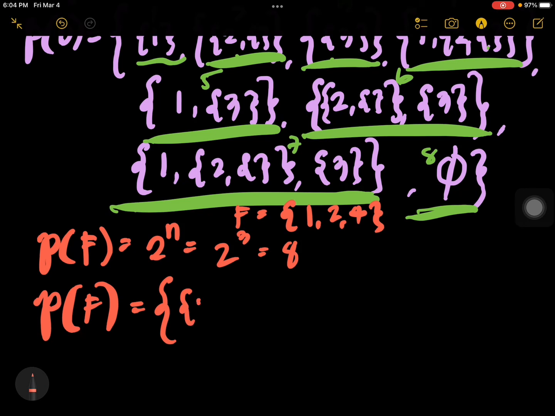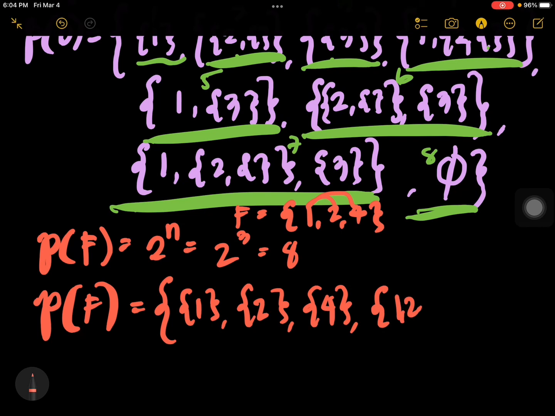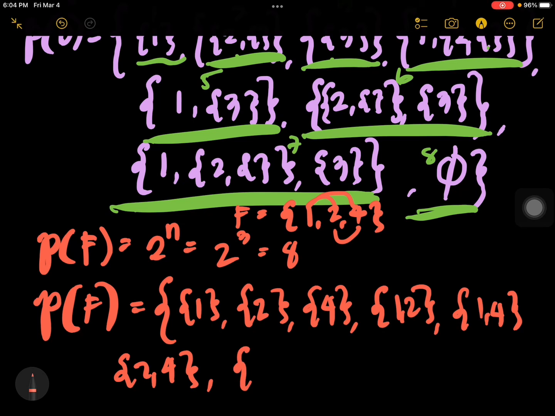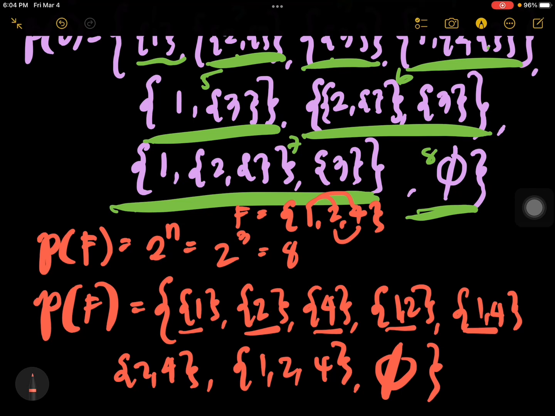So again, individual. And then by two, so you have 1, 2, and then 1, 4, and then you have 2, 4, and you have 1, 2, 4, and the last one is the null set. So let us count: 1, 2, 3, 4, 5, 6, 7, 8. Okay, very good. Clap your hands.